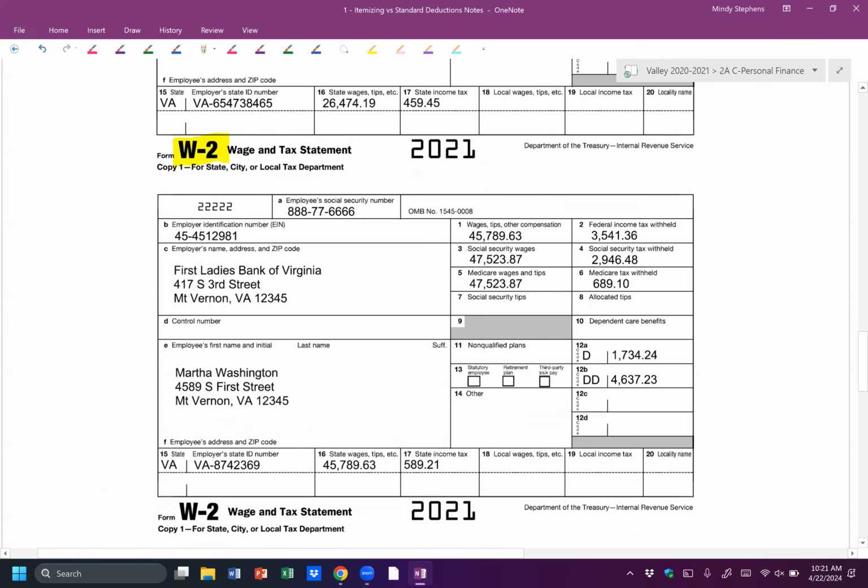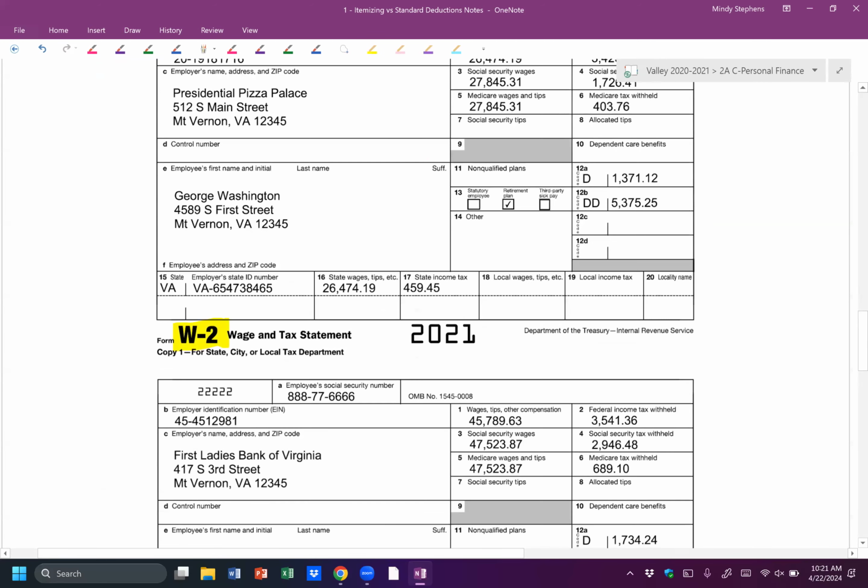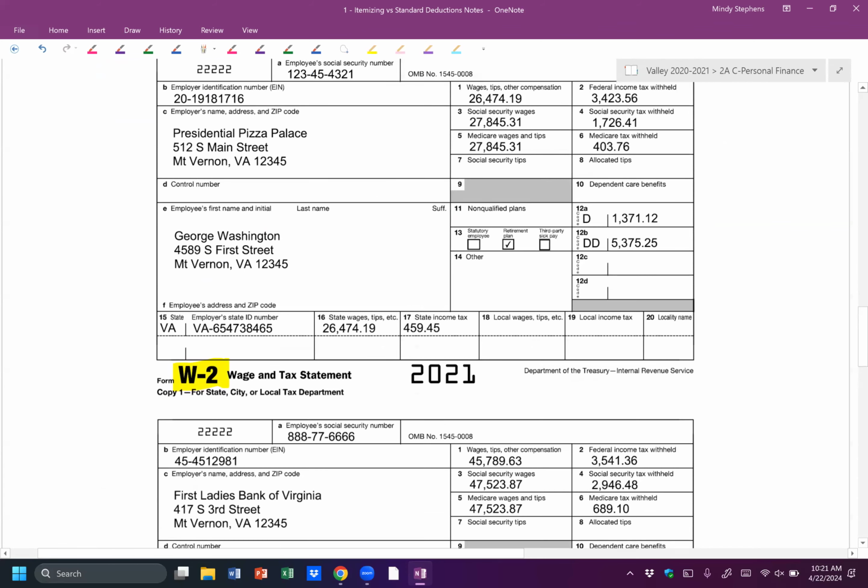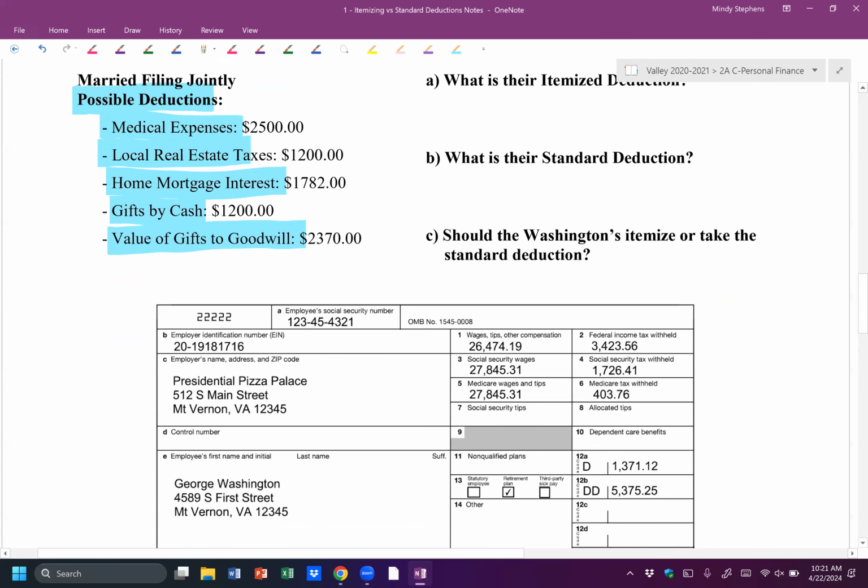Remember, we talked about W-2s recently. So we're going to have to get a couple numbers off the W-2. And then the rest of the stuff is going to be in that list of possible deductions. Okay, so let's go to our form.